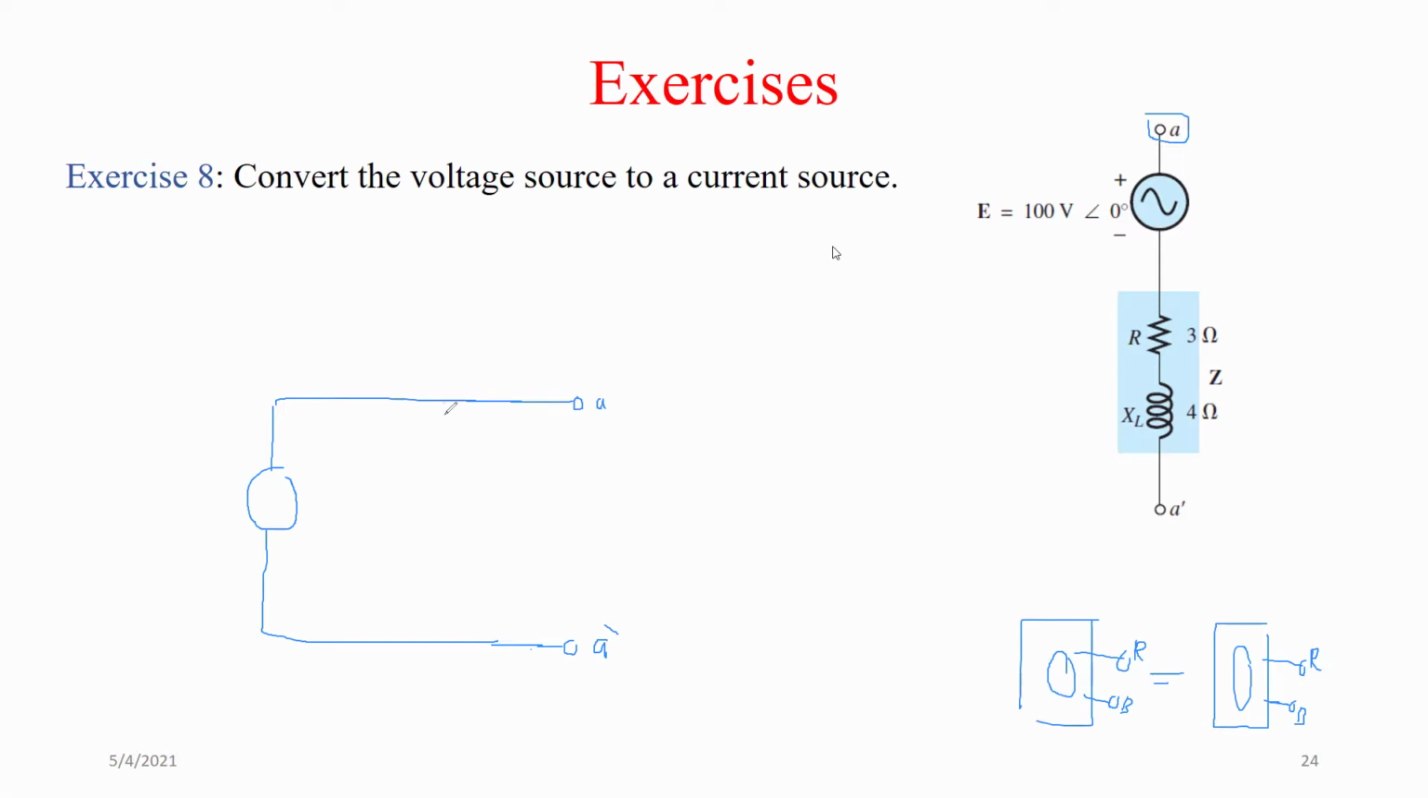Now what is the impedance in parallel? It is this impedance, so it's going to be the same. I'm going to put the same thing: 3 ohm and this is 4 ohm, R, XL, and both together are basically an impedance.